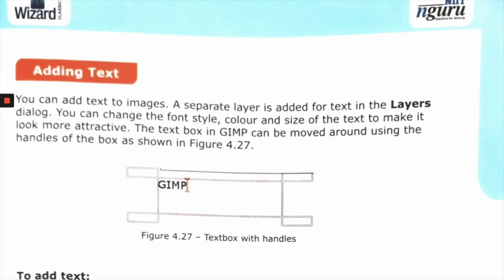You can change the font style, color and size of the text to make it look more attractive. There are different types of fonts, colors as well as sizes available. The text box in GIMP can be moved around using the handles of the box as shown in figure 4.27. Can you see handles on the top? These handles are used to move the text from one part of the picture to another.